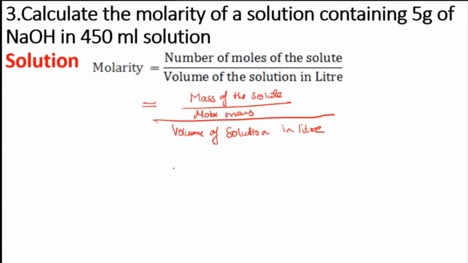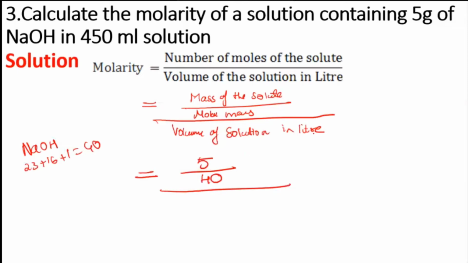This is like working it out in one shot. The mass of the solute given to you is 5 gram, so 5 divided by molar mass. We have calculated the molar mass just now: sodium hydroxide, 23 plus 16 plus 1, that is 40. So I am substituting 40 divided by volume of solution in liter. 450 is in ml, so you have to do 450 divided by 1000. So directly you will get one answer.